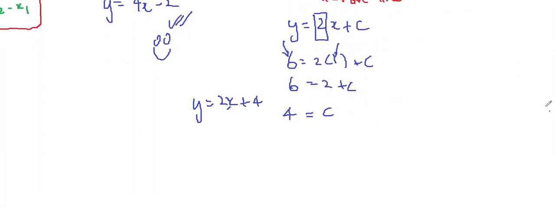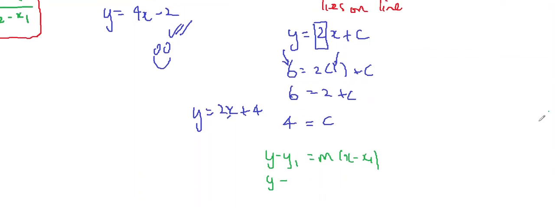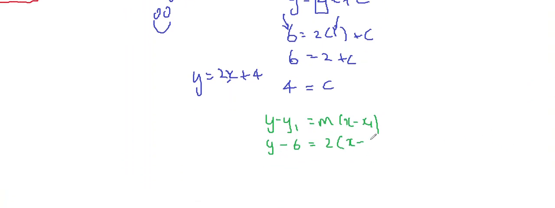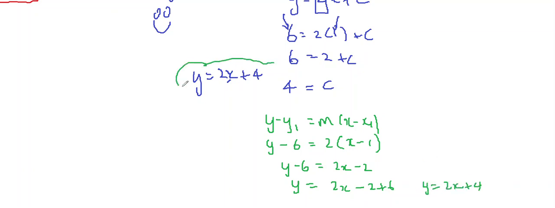You could do that all in one step by using the y minus y1 equals m times x minus x1 rule, which says y minus the y value, which is 6, equals m, which is 2, times x minus, and x is 1. Y minus 6 equals 2x minus 2, y equals 2x minus 2 plus 6, y equals 2x plus 4, the same answer as we got there.